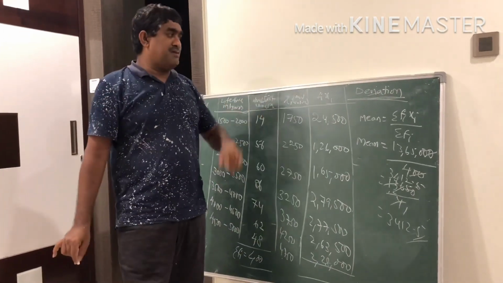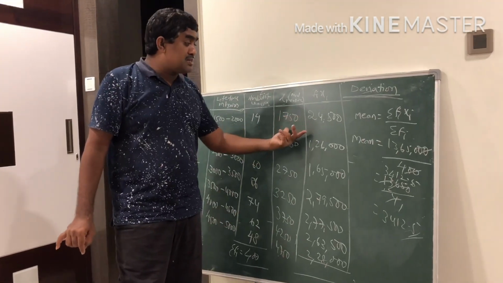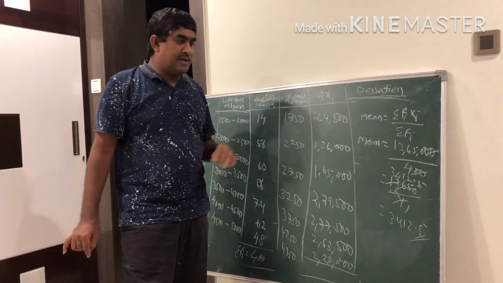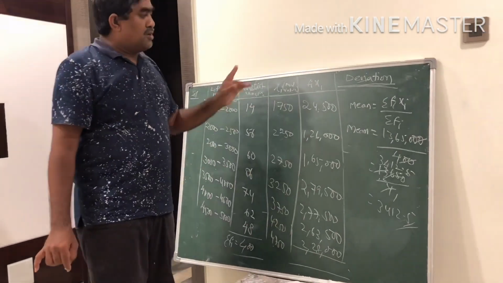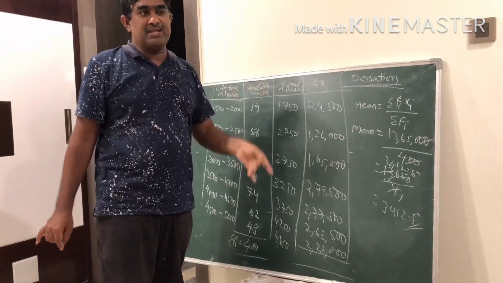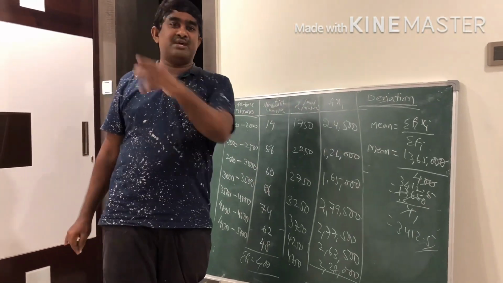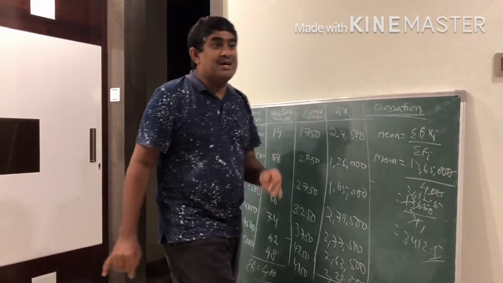It is the easiest way to handle this type of problems, bigger ones. Now we are going to the deviation method, so I have given this problem. Let's complete this in the general method, then we will check with the deviation method whether we will get the same answer or not.